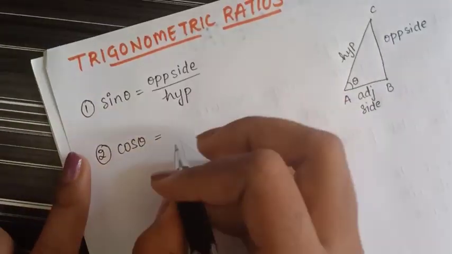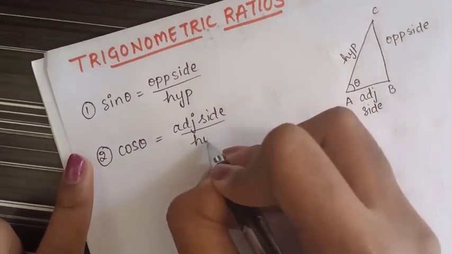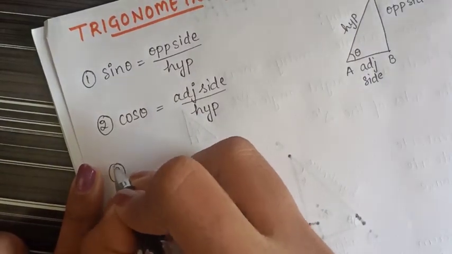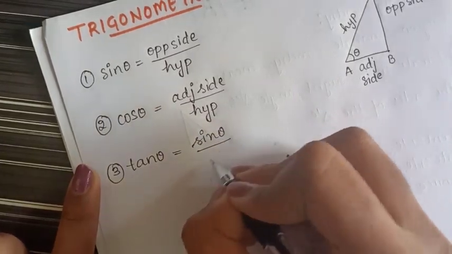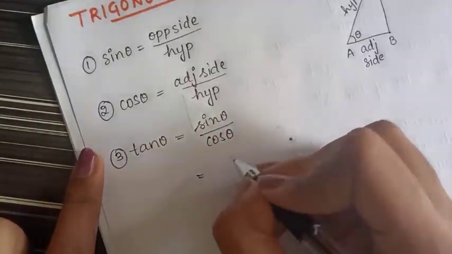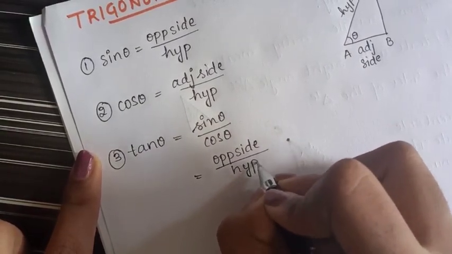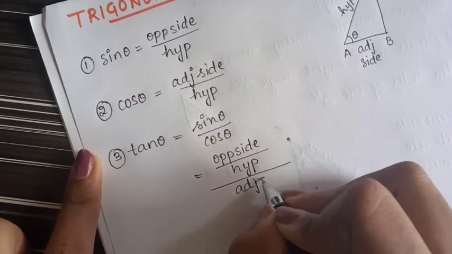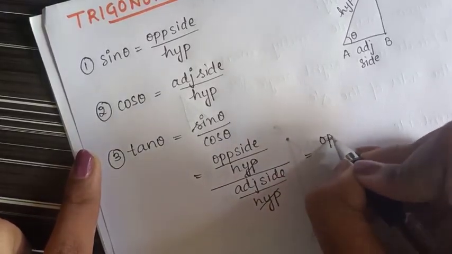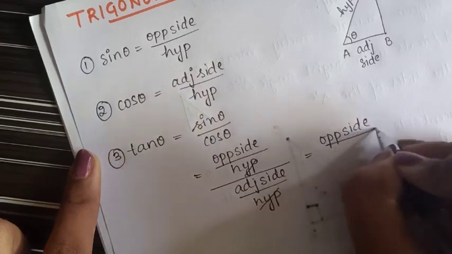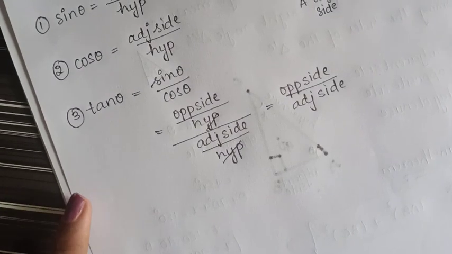The second ratio is cos theta. Cos theta is the ratio of adjacent side to the hypotenuse. The third ratio we have is tan theta. Tan theta can be defined as the ratio of sin theta and cos theta. What is sin theta? It is opposite side by hypotenuse, divided by adjacent side by hypotenuse. This will give you opposite side by adjacent side. So tan theta equals opposite side by adjacent side.